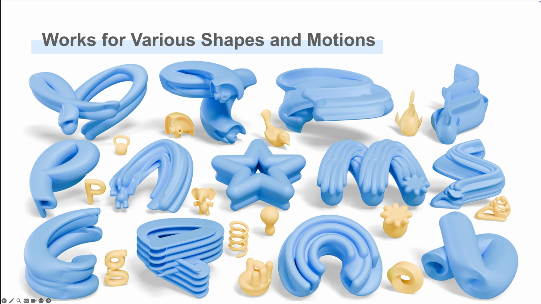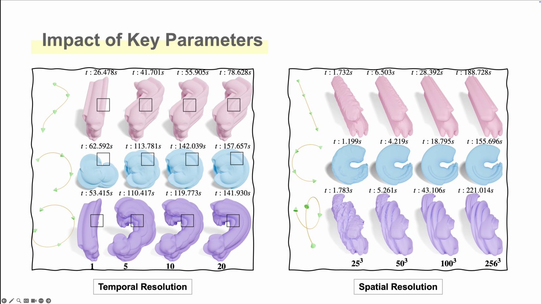Our method has 2 key parameters, temporal and spatial resolution. These results show performance under different parameter settings. For temporal resolution, more time steps give better quality but increase computation time. For spatial resolution, finer grids produce smoother surfaces but are more expensive. There's a clear quality-efficiency trade-off.